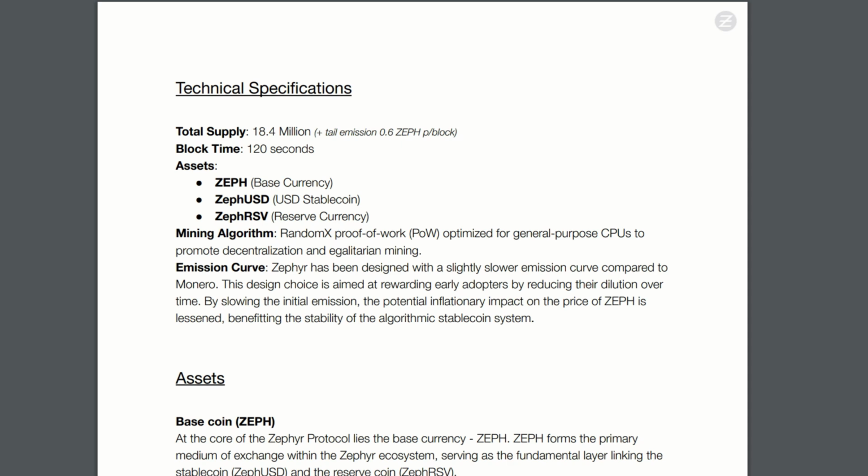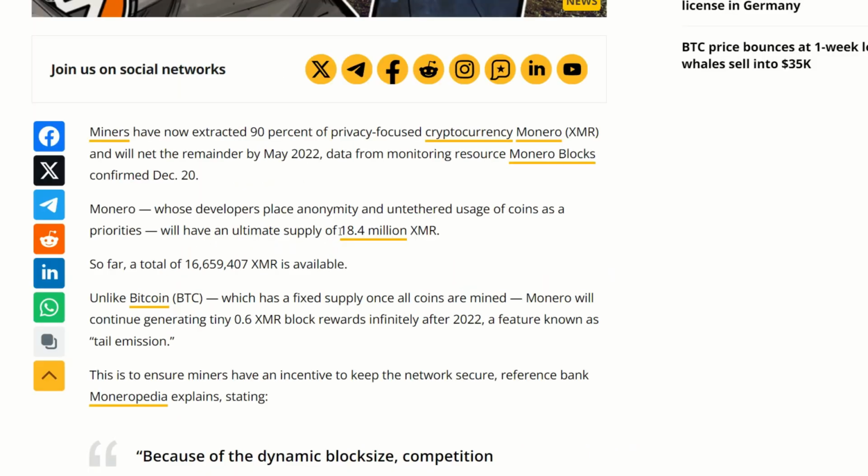So as we know, when ZEPH first came out, we all just thought, you know what? This is just an XMR fork, which pretty much it is. It just forked XMR here. We can see the total supply is 8.4 million plus tail emissions of 0.6 ZEPH per block. Once all this is minted, there will still be block rewards, but they'll be very small, only 0.6. If you look at Monero, it's the same thing. 8.4 million XMR will be mined. After that, it'll go to a tail emission of 0.6 XMR.